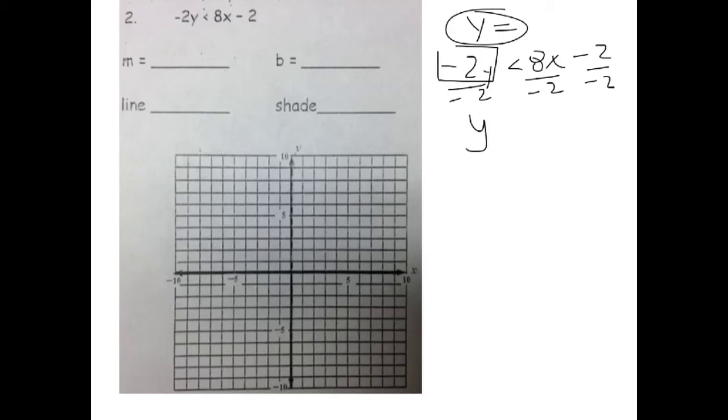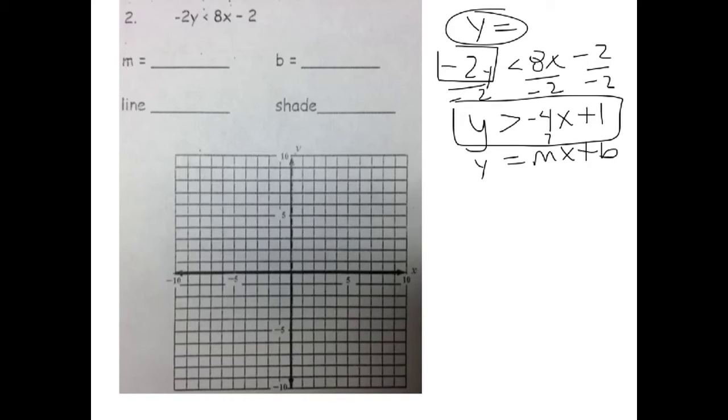Okay, well, dividing by negative 2, that's that golden rule that we talked about last class period, and that means you have to flip the symbol. 8 divided by negative 2 is negative 4x, and negative 2 divided by negative 2 is positive 1. So this is going to be the equation that we're doing everything for. So if we look at y equals mx plus b, there's our m. Negative 4 over 1, which means down 4, right 1. Our b is 1, which is 0, comma 1.